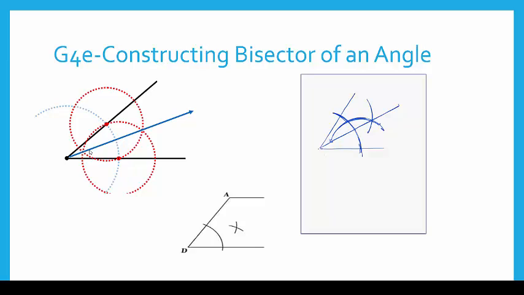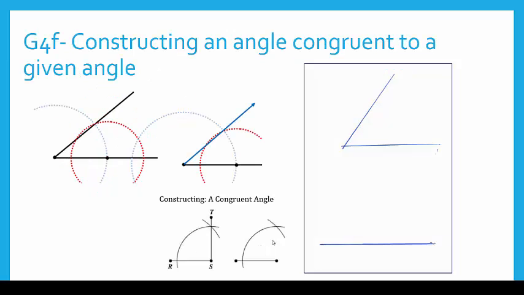I hope you're getting some intuition behind what the compass is doing. It's basically used for showing equidistance from different points, and where there are intersections tends to be what we're drawing lines through. So bisecting, that means equal angle here and here. Next thing. Okay, now we're constructing a congruent angle. So let's see what that looks like.